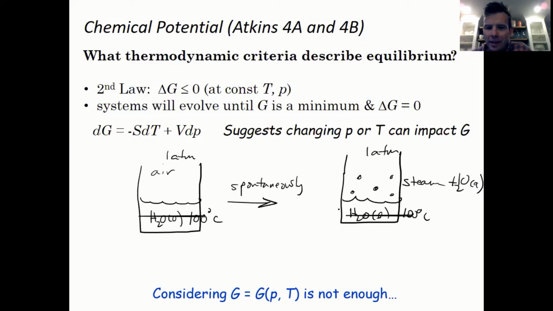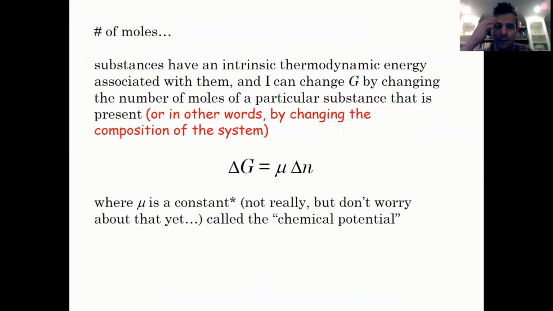And in this scenario, pressure and temperature haven't changed, right? 1 atm, 1 atm, 100 degrees C, 100 degrees C. Yet we all know that this will happen. So considering pressure and temperature is not enough. We need something else. And that something else that we need is the number of moles, the amount of stuff.